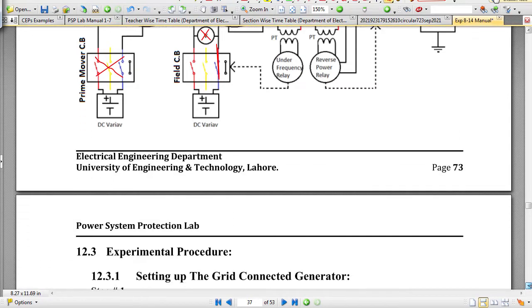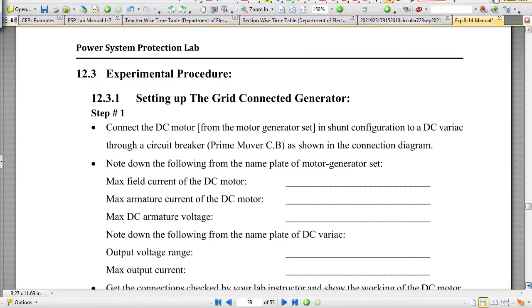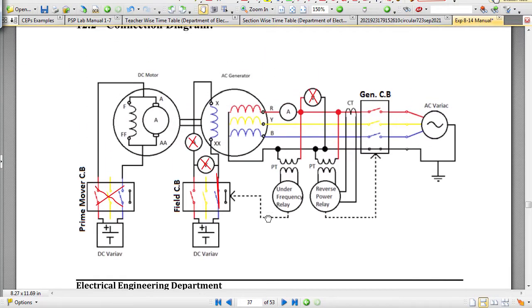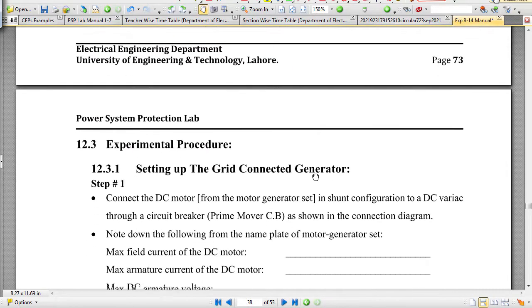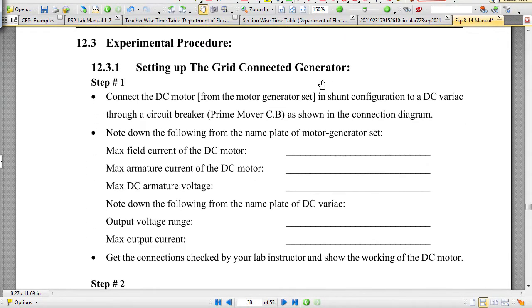Follow the instructions here. This manual has been divided into different steps. If the students keep on following these steps one by one, they will finally reach the final shape of this circuit connection. This one, they will reach this final stage. So they will have to follow all these steps one after the other.